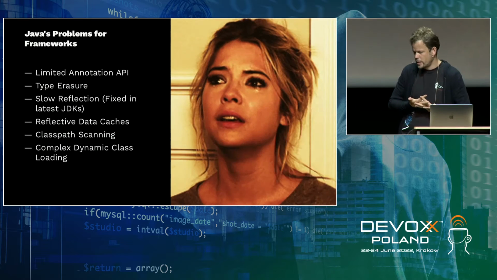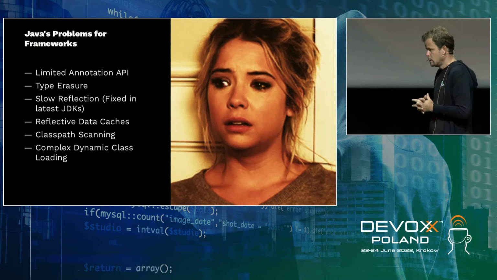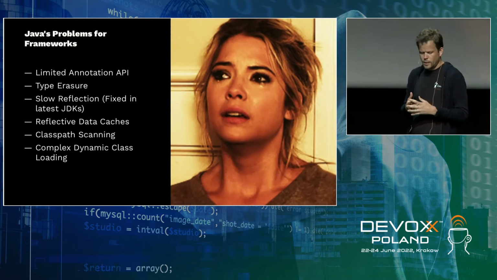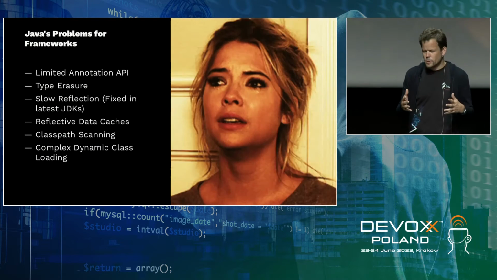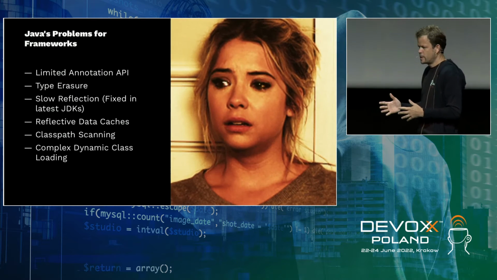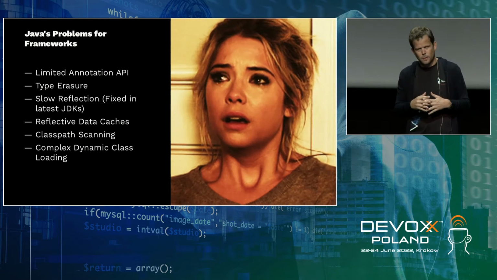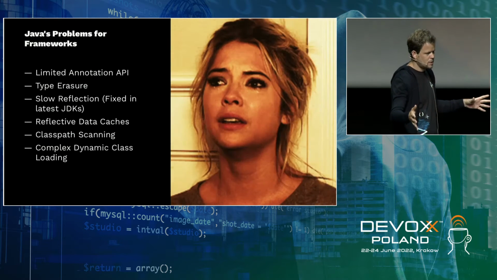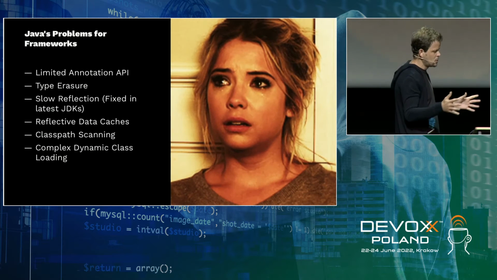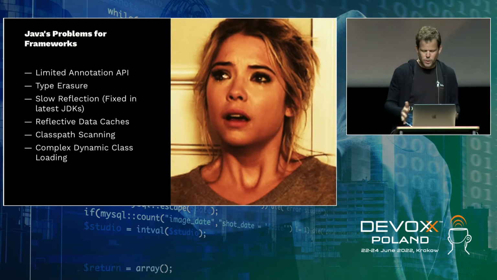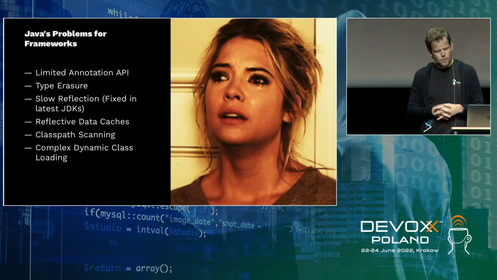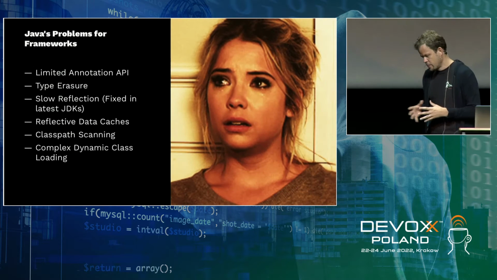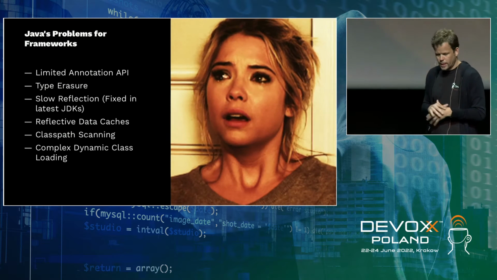There's things like type erasure. There's things like reflection, which has historically been slow. It's actually fixed in the latest version of Java because they moved reflection to use method handles. But it's still slow to evaluate reflective data at runtime, because if you have to do a lot of analysis of a lot of reflected data, you have to load all that reflective data, traverse over it, and inspect it. So it's still pretty slow, and then it impacts memory because of the use of reflective data caches.